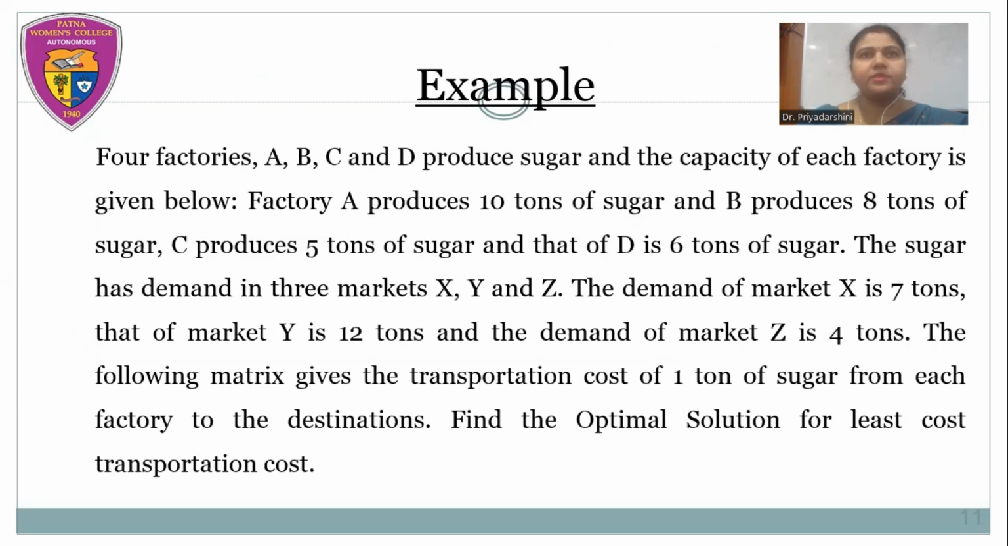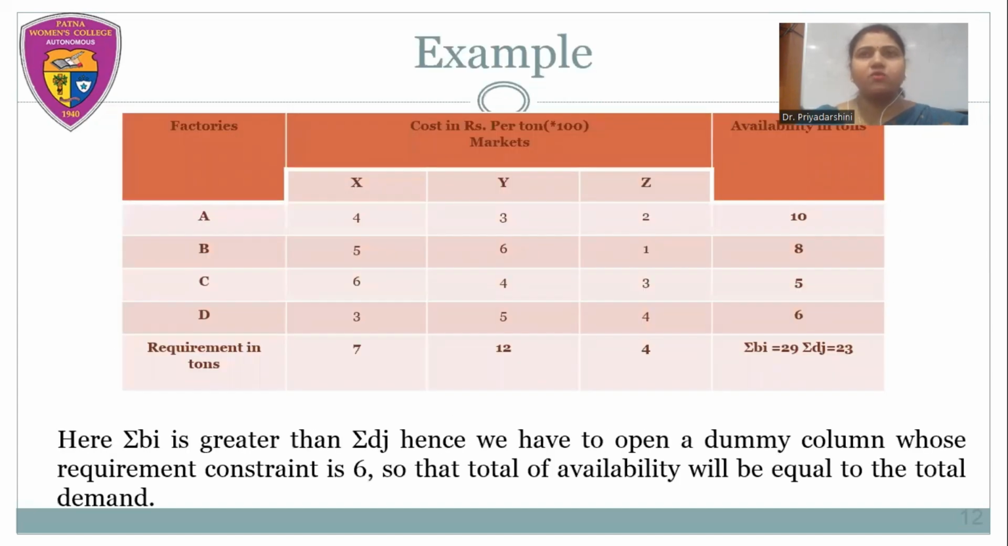Let us take one example. 4 factories A, B, C and D produce sugar, and the capacity of each factory is given below. Factory A produces 10 tons of sugar, B produces 8 tons of sugar, C produces 5 tons of sugar, and D produces 6 tons of sugar. The sugar has demand in 3 markets, X, Y and Z. The demand of market X is 7 tons, that of market Y is 12 tons, and the demand of market Z is 4 tons. The following matrix gives the transportation cost of 1 ton of sugar from each factory to the destinations. Find the optimal solution for least transportation cost.